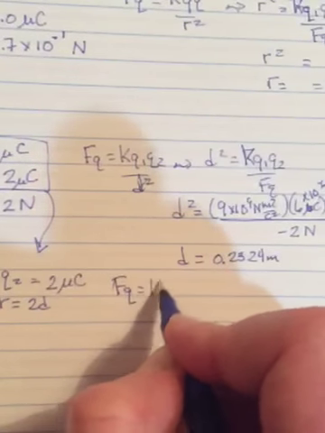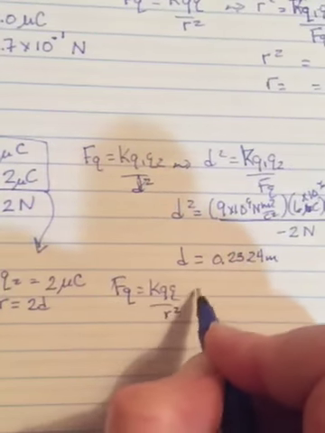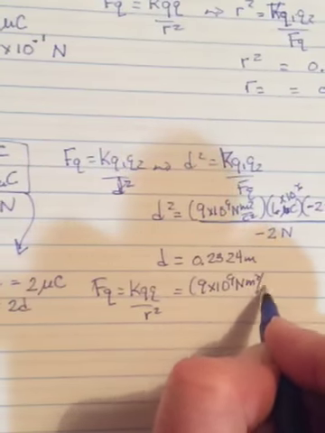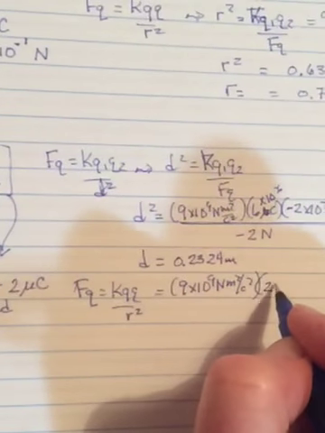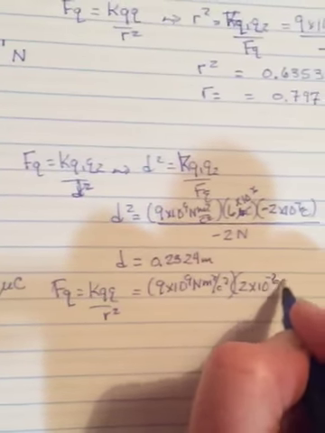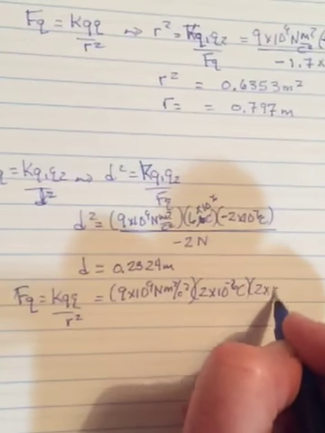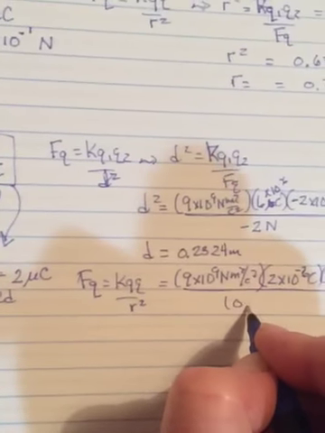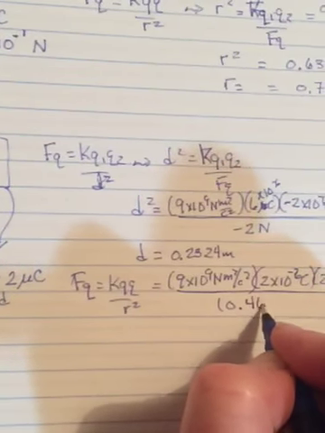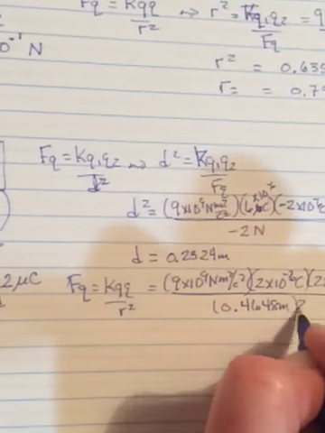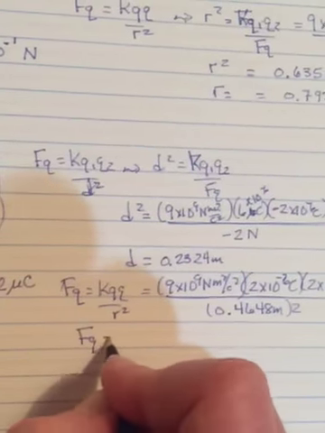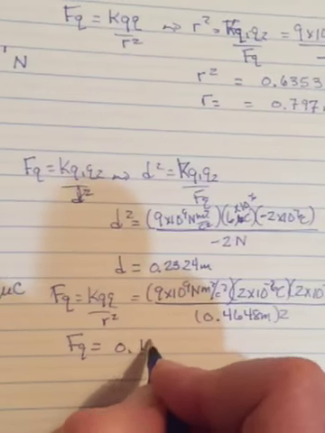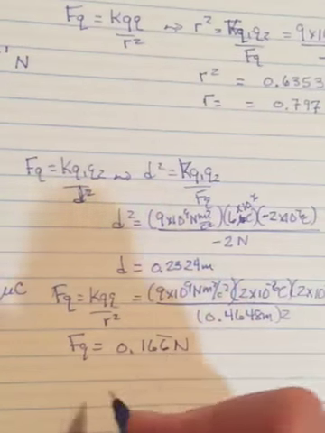So you do Fq is equal to k q q over r squared. 9 times 10 to the ninth Newton meter squared per coulomb squared. Both of the charges are 2 to the negative 6 coulombs. And then the new r, 0.4648 meters. Remember to square it, and find your new Fq. And if you haven't rounded at all, I think you get 0.16 repeating newtons.